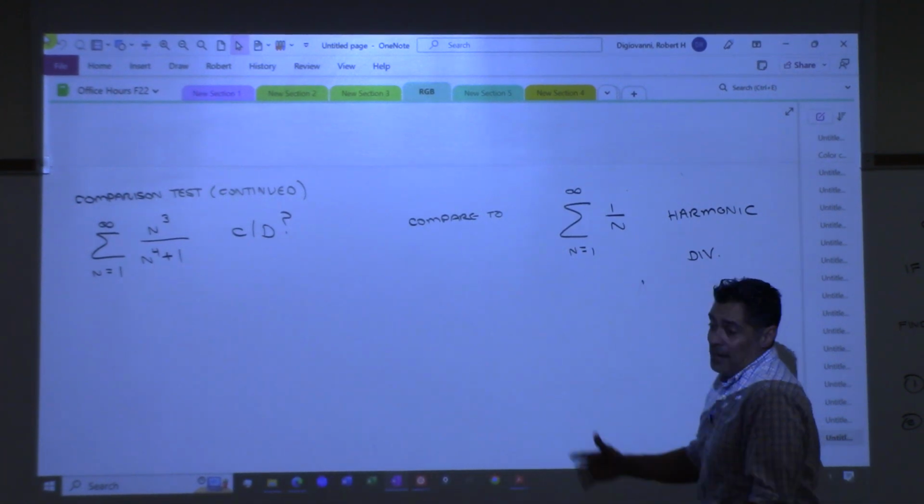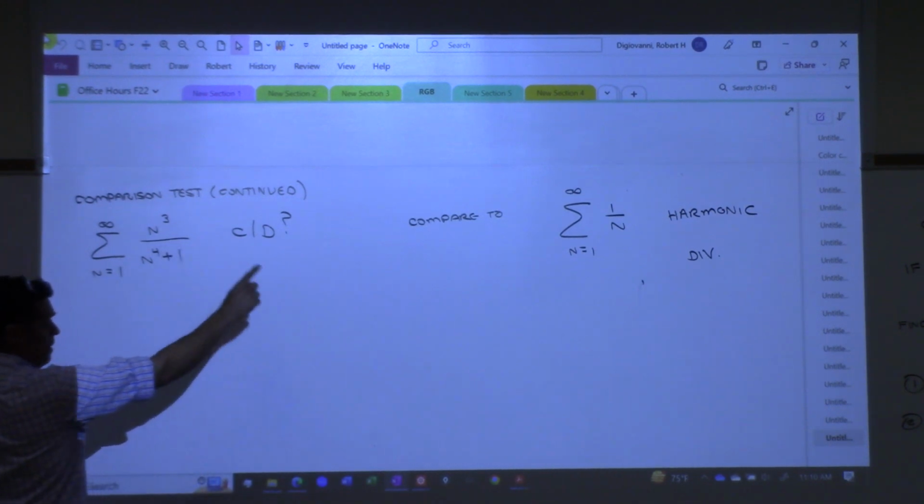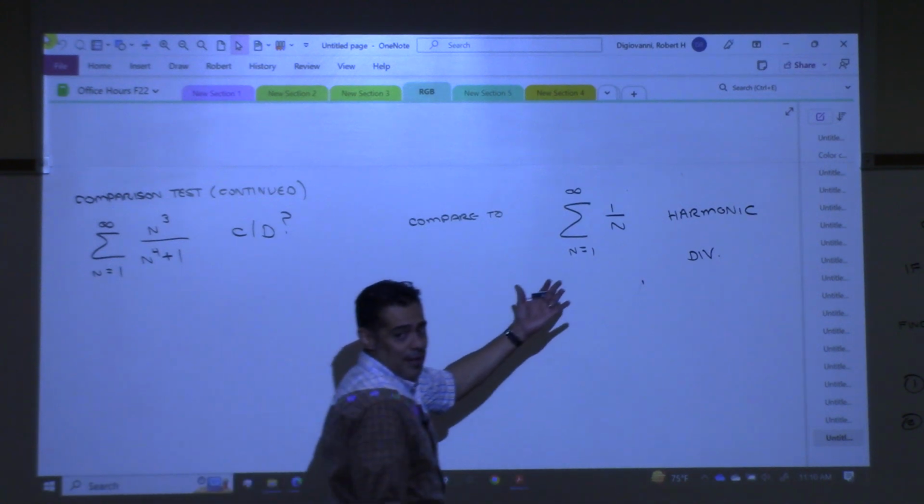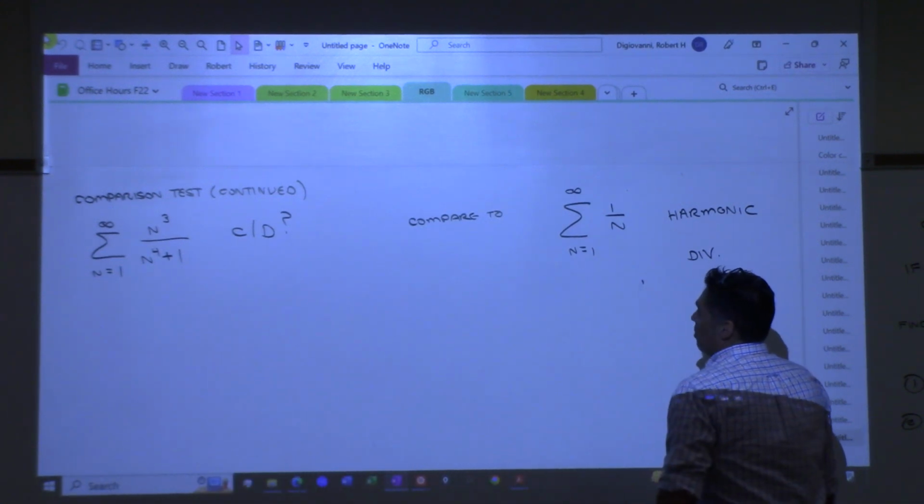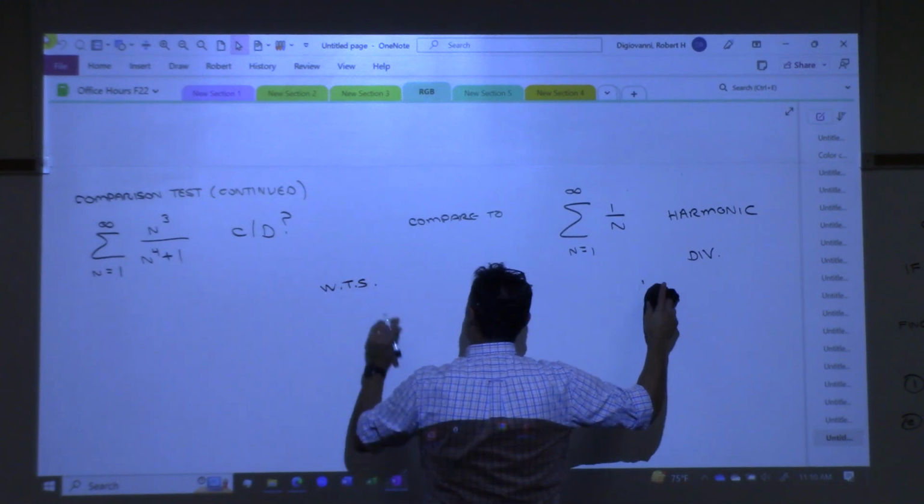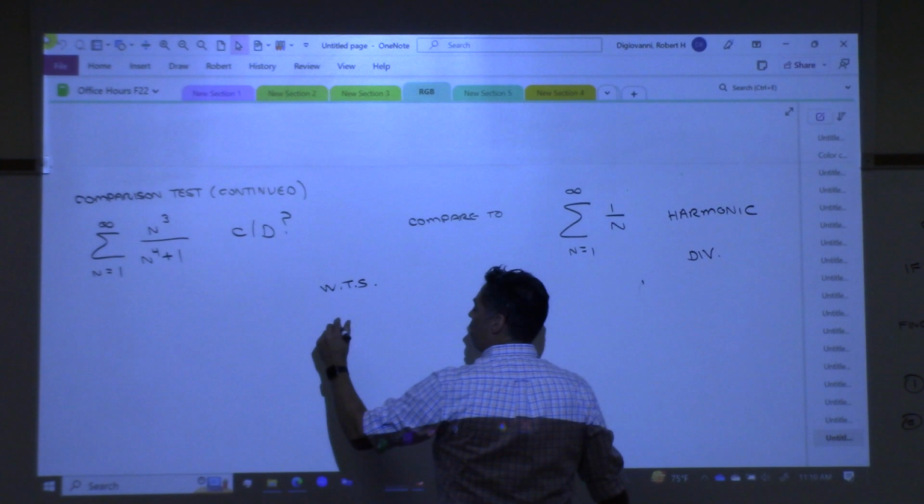Okay, so when I do that, it's the same argument. That 1 is really insignificant, so I would like to compare it to that again. It looks like this. So what do I want to show? Well, this one diverges, and so I know that this adds up to be an infinite amount, so I want to show that those are bigger.